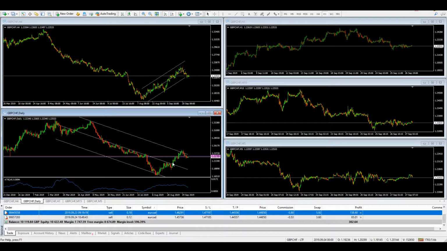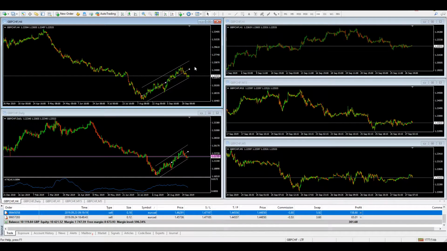GBP CHF. Similar story to the last one. It's really this retrace that's the play. Yeah, these hourlies need to see some bullishness. They're quite flat at the moment, which is good in the context of potential bullish movement, because it's encountered these previous levels here as well. So the price is finding support at this level, so it's quite a significant area.